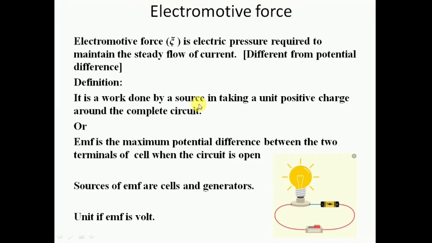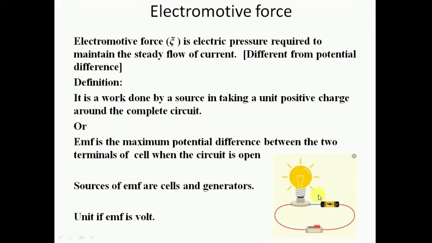So electromotive force is the electrical pressure given by a source like a cell for the flow of charge. It is defined as the work done by the source to move a unit positive charge from one point to the same point, going through all the circuit in one round. So whatever energy is given by the cell for a charge to flow through the circuit for one round is the electromotive force, and its definition is the work done by a source taking a unit positive charge around the complete circuit.